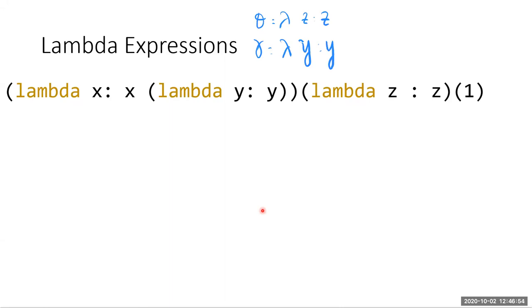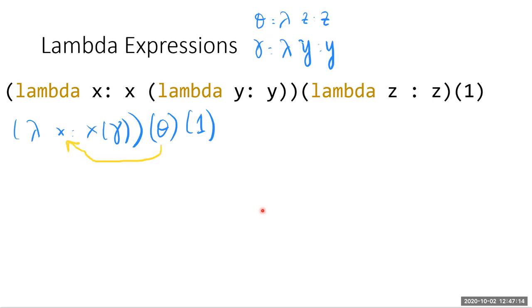Okay, so I'll start with lambda x equals x gamma. And then I have theta over here, and then I have 1. So what I want to do is insert the value of gamma into theta. So I have the value of x gamma. Okay, x gamma, and after that, because x is theta, I'll replace the value into theta gamma, right?